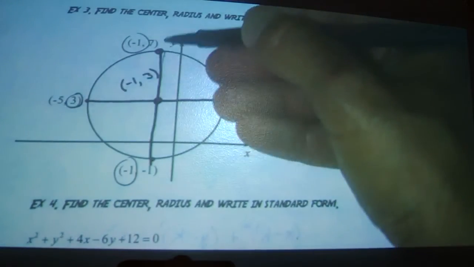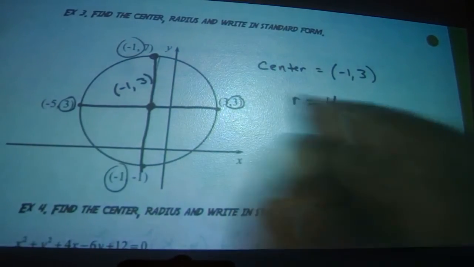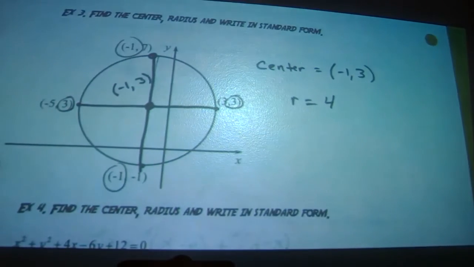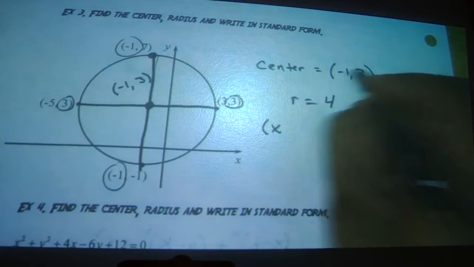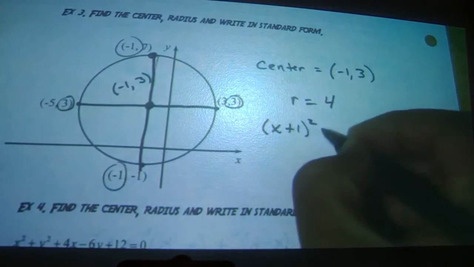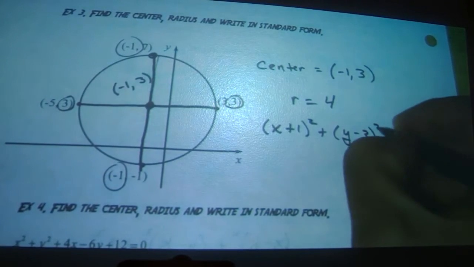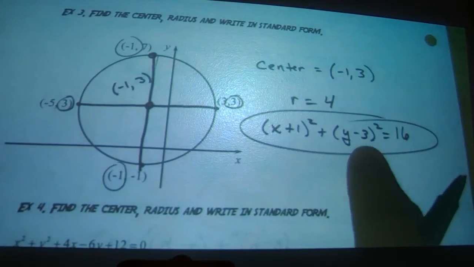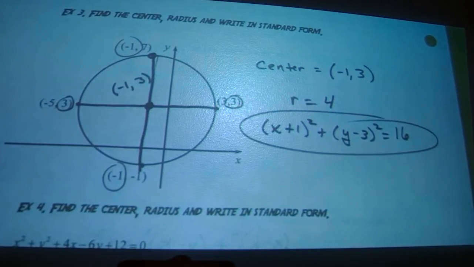Okay, so from 3 to 7, this is -1, 3, this is -1, 7. That distance is 4. Or this is -1, 3, and this is 3, 3. From -1 to 3 is a distance of 4. That's my radius. And then finally, for the center, it's x minus -1, which is x plus 1, quantity squared. So the equation is plus y minus 3 quantity squared, equals 4 squared, which is 16. That's easy peasy.